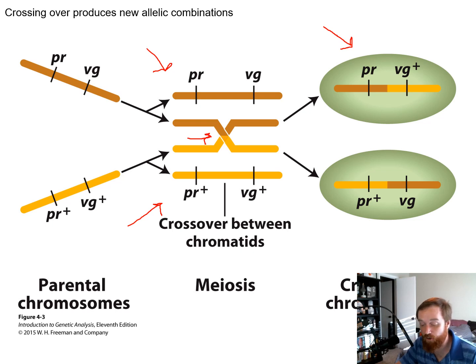And so we have a new combination of alleles here where we started with PR and VG and then the 2+ alleles separately on two different chromosomes. Now both of these chromosomes have 1+ allele and one of the regular PR or VG.